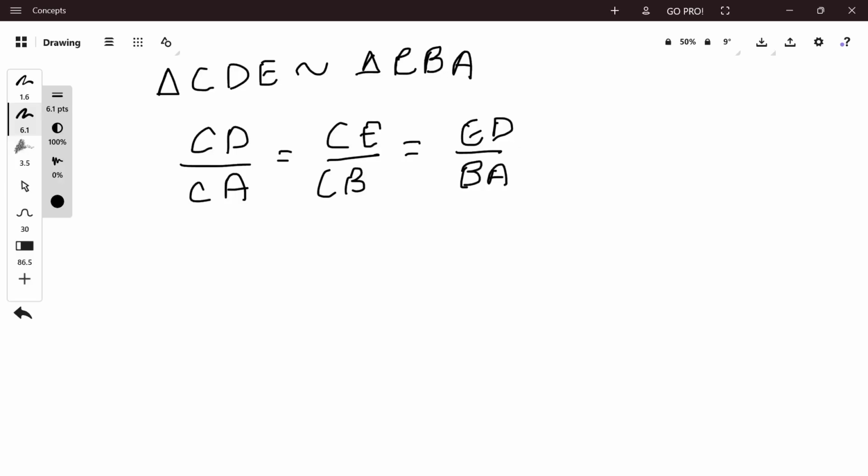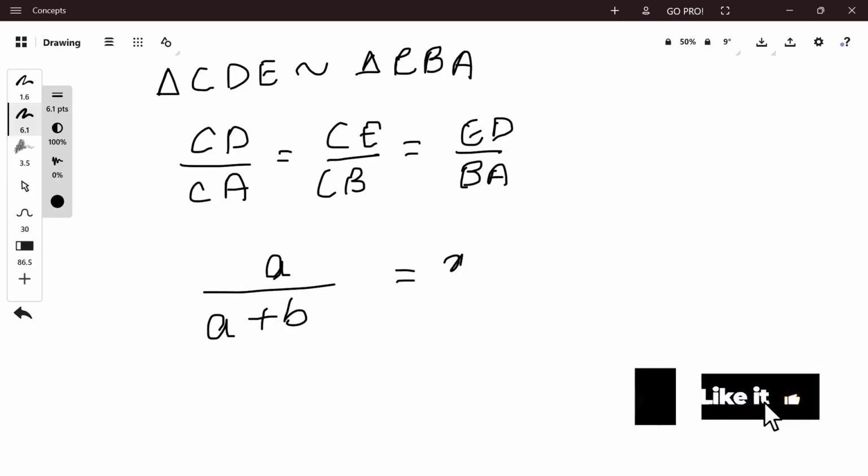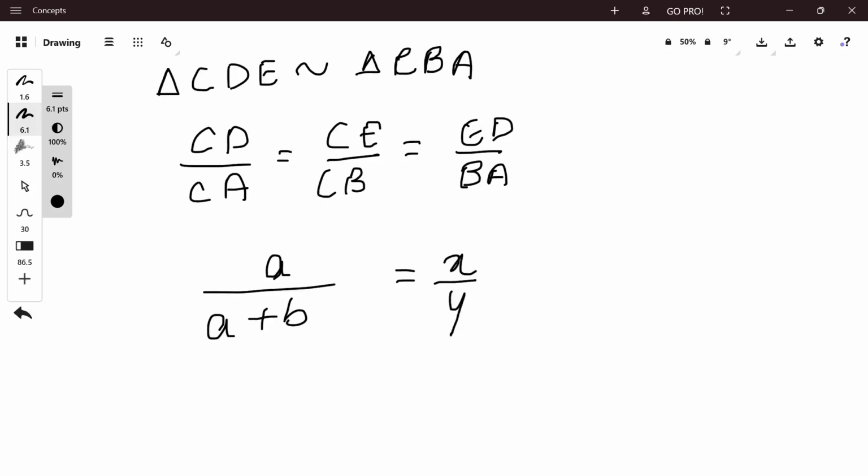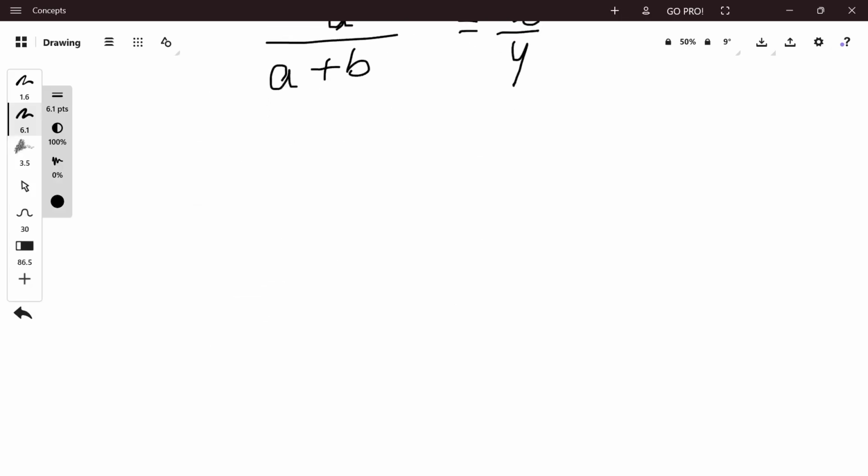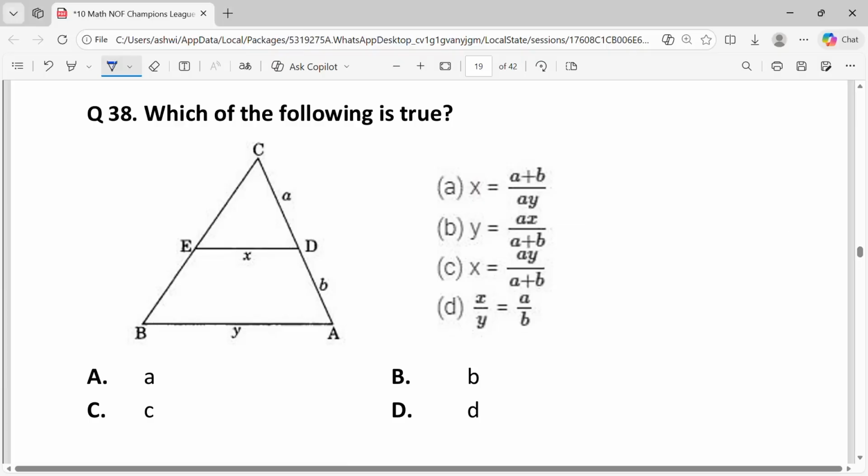Substituting the variables from the image into the ratio, CD is equal to A, DA is equal to B, so CA is equal to CD plus DA, which is equal to A plus B, ED is equal to X, and BA is equal to Y. So the ratio becomes A upon A plus B is equal to X upon Y. The derived relationship is X upon Y is equal to A upon A plus B. Rearranging for X, X is equal to AY upon A plus B, that is option C.